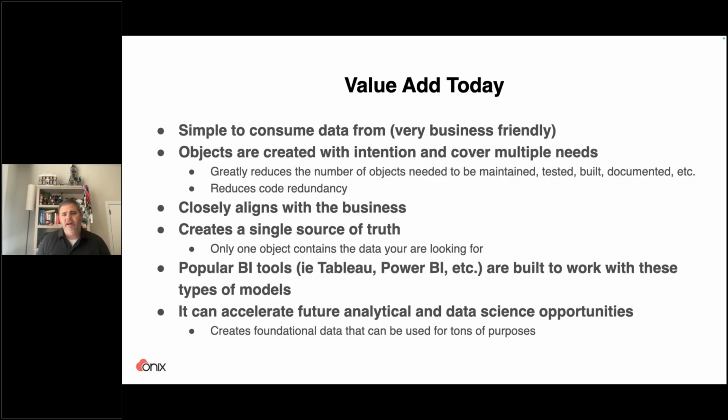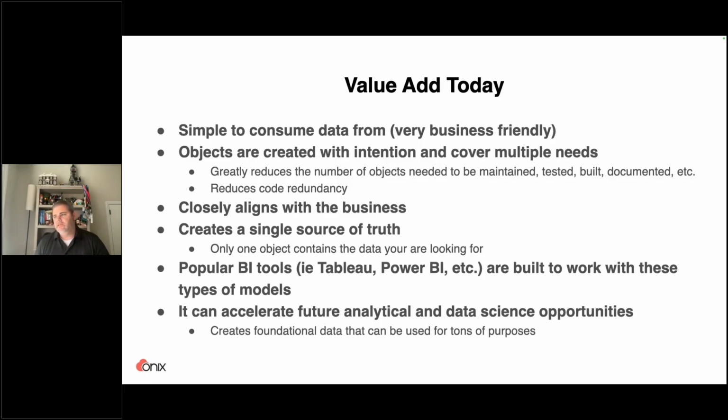On several of the projects that I've looked at that are building things following a one big table modeling technique, we could probably reduce those models by as much as 75% with some of these customers that we're working with by just structuring this data in a dimensional format. It closely aligns with the business. It creates a single source of truth. So within your underlying model, only one object contains the data that you're looking for. You're putting a data element in one place, and everyone knows where to go look for that.